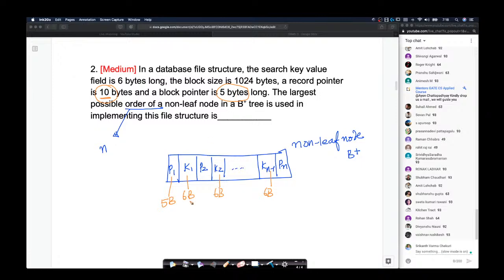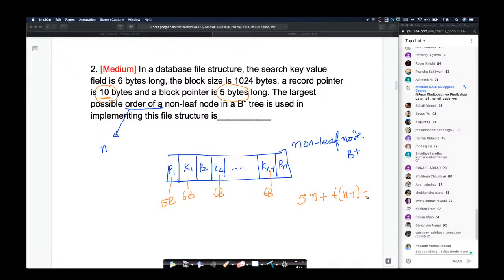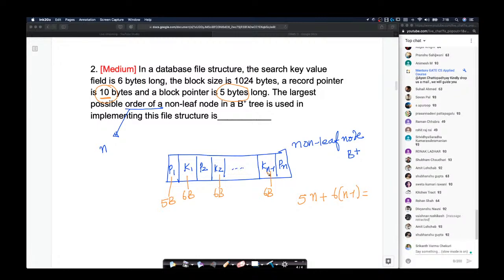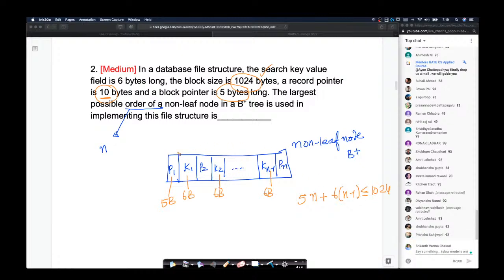So you have 5 bytes and 6 bytes. If you start writing an equation, 5 times n, because you have n pointers, plus 6 times n minus 1, because you have n minus 1 keys. And what is the size of the block itself? The block itself is 1024 bytes, so this should be less than or equal to 1024. Obviously, that makes sense because this whole thing is stored in one block in a B plus tree.